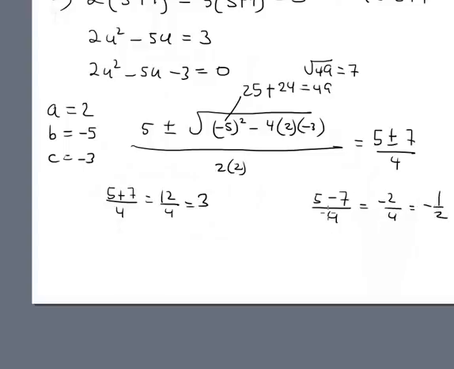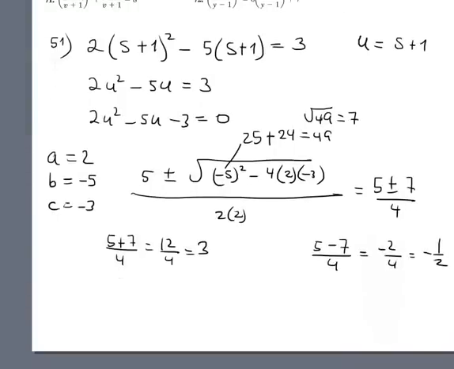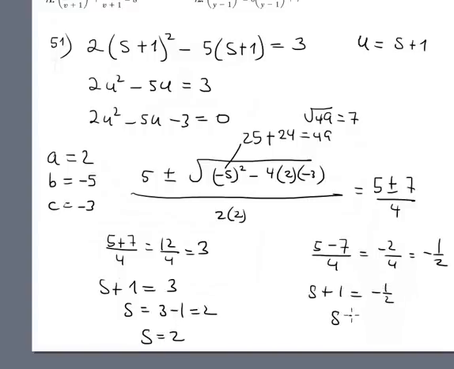Okay, let me retrieve the original variable. The original variable is x plus 1. So it's x plus 1 equal 3. x equal 3 minus 1 gets 2. x equal 2. And here is x plus 1 equal negative 1/2. x is equal negative 1/2 minus 1, which is negative 3/2. x is equal negative 3/2. So the solution set for this equation is 2 and negative 3/2.